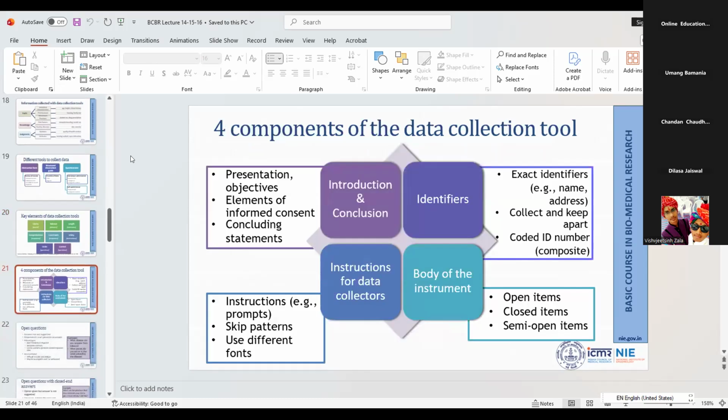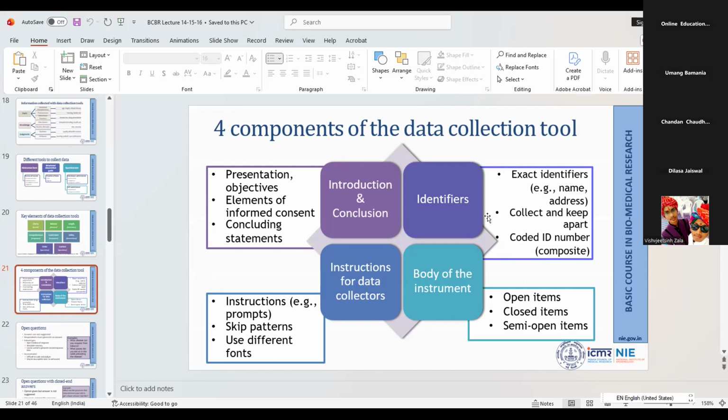So there are four components of any data collection tool. If you are going to make a data collection tool, or what we call a case record form, it has four parts. First is introduction at the start and conclusion at the end. In the introduction, we usually present our study objectives, so the participant will know about the study. Then the important element of informed consent, which is very important. Then in the conclusion, the last part of the data collection tool, we will keep some concluding statement, like thank you for the participation in the study.